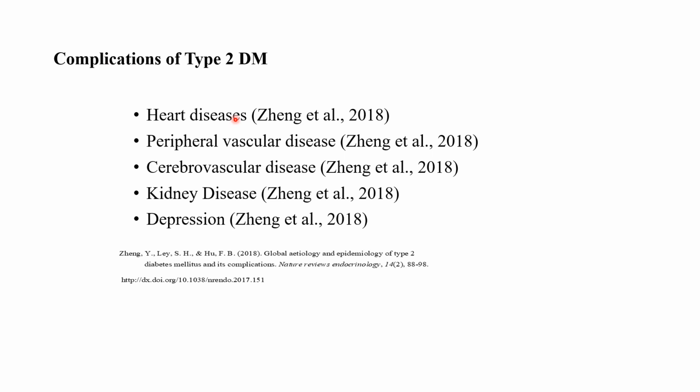Type 2 diabetes can narrow or block the blood vessels that carry oxygen and blood supply to different parts of our body. This can cause heart diseases and peripheral vascular disease, which means decreased blood supply to the hands and legs. Cerebrovascular diseases cause decreased blood supply to the brain, so people can develop stroke, and kidney diseases as well. People also develop depression because of the psychological effect from poor control of diabetes.